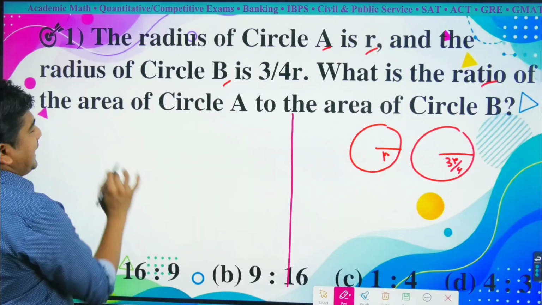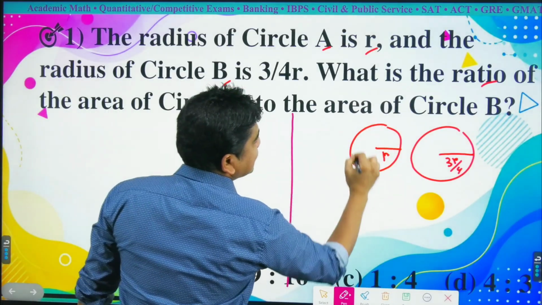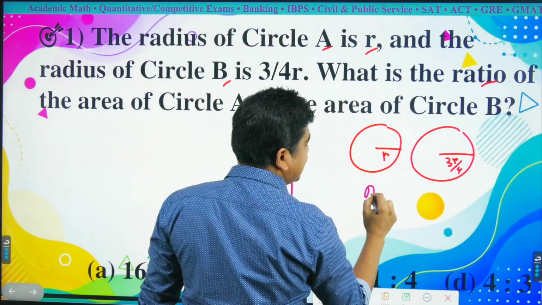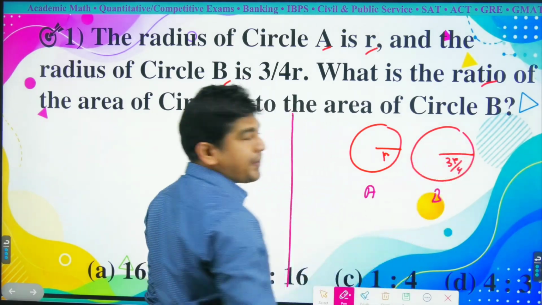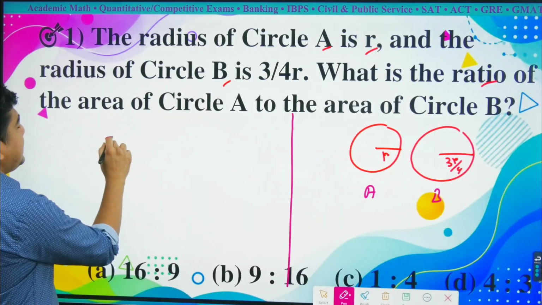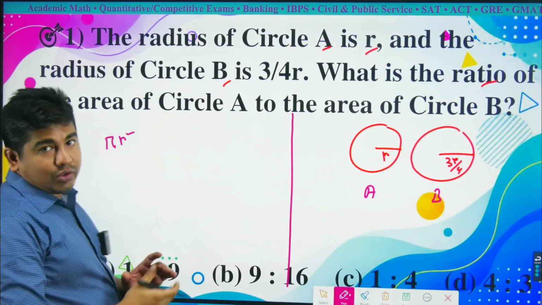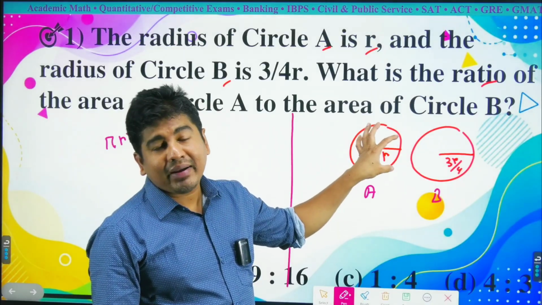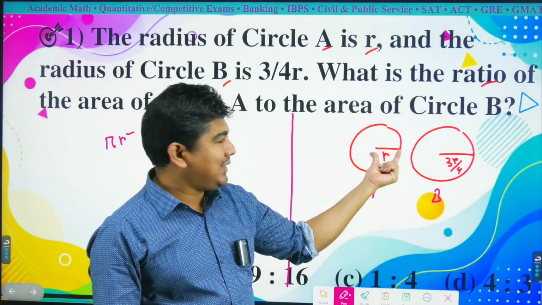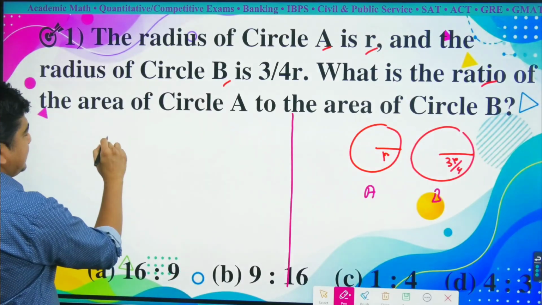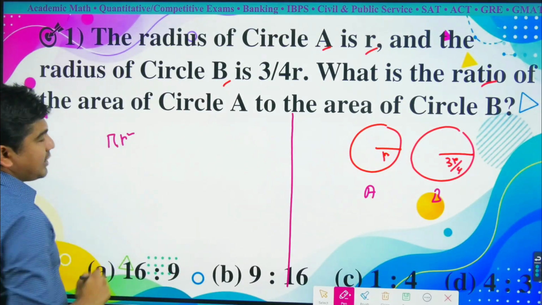Suppose this one is the first circle A and this one the second circle B. The area of the first circle is pi r square. According to the theory, we know that the area of any circle is pi r square, where r is the radius. So the area of the first circle is pi r square.